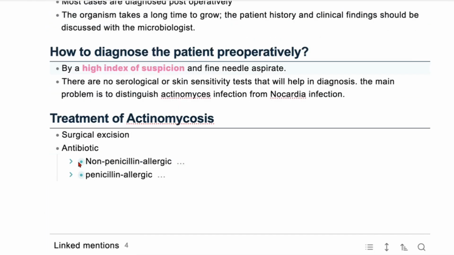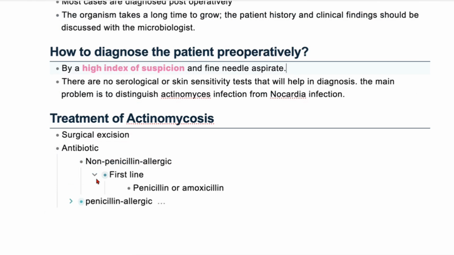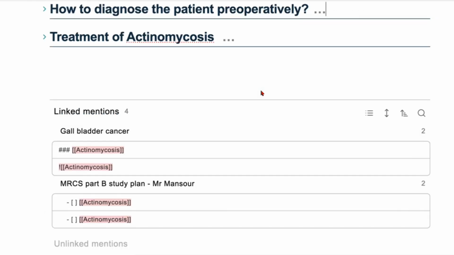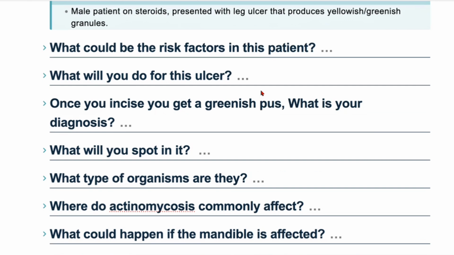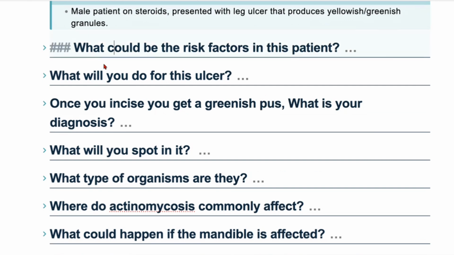Correct. So you're going to give penicillin, but you can also mention for penicillin allergic patients, what will be your first line? Erythromycin, clindamycin. So clindamycin or erythromycin will be your top choices. Good. I think overall here, let me see if there were any comments. I think that was good.